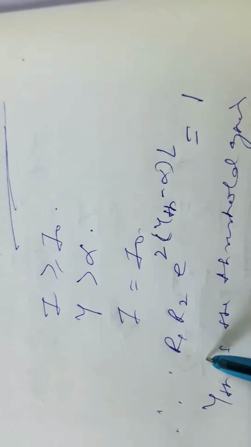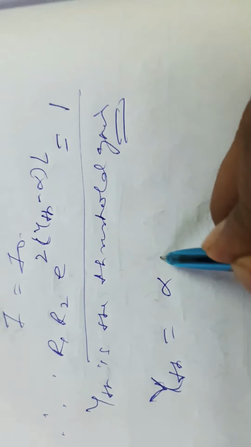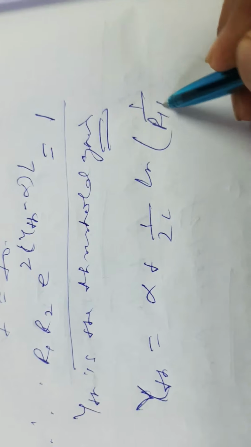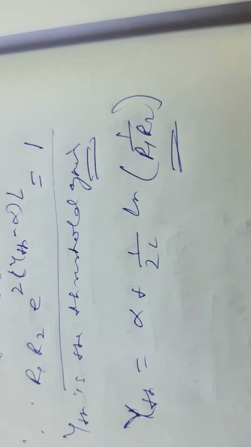Applying log on both sides, we get gamma th equal to alpha plus 1 by 2L ln 1 by R1 R2. After a few oscillations, laser action reaches a steady state and the gain is maintained at a steady state value equal to gamma threshold.